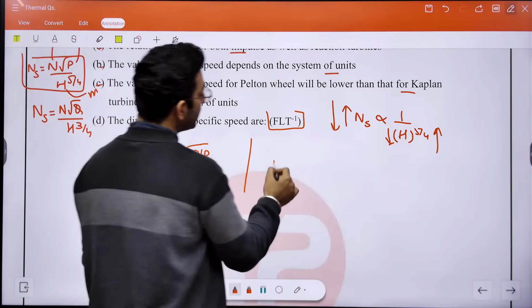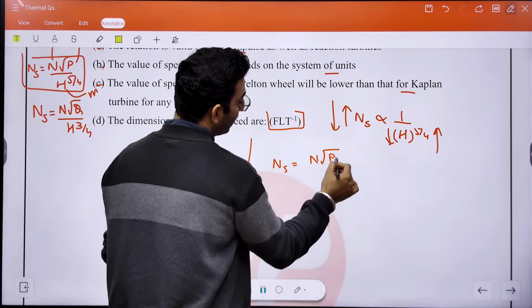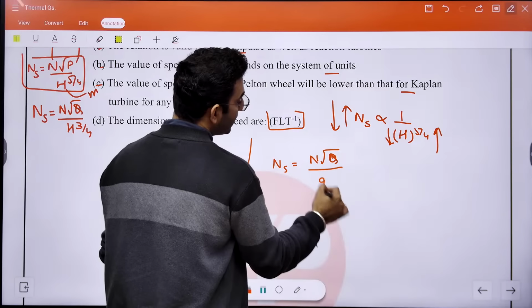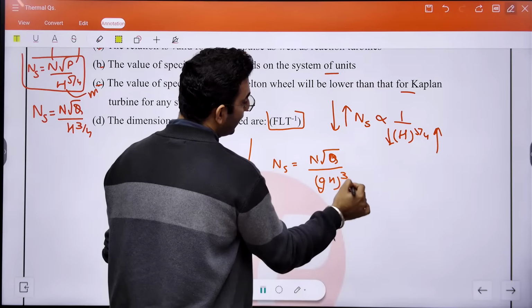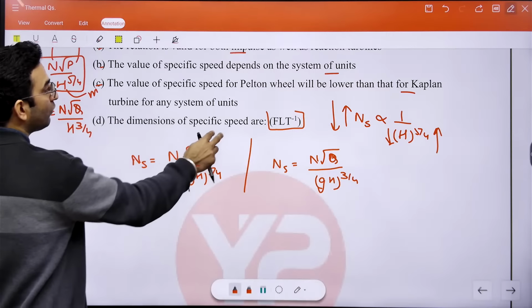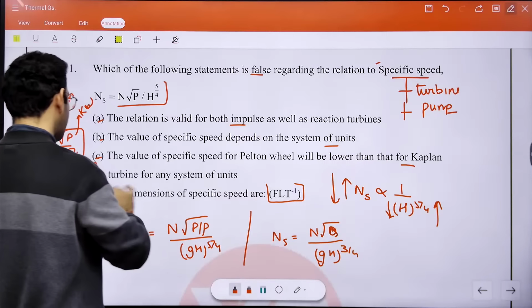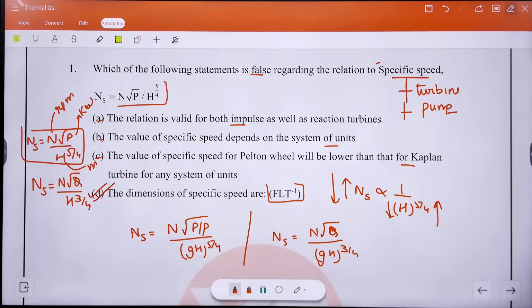Along with that, the formula of the specific speed for the pump is written as n root q divided by gh to the power 3 by 4. That is the formula you are going to see. So out of these four options, which one is the false statement? Option D will be the correct answer in this case. That's a very simple question.